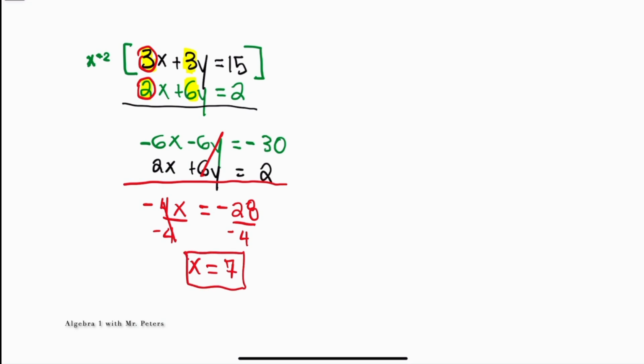Now, this is just half of the problem done. We need to go back and plug in to either equation number 1 or 2 to figure out what y is. So I'm going to go into equation number 1 and substitute. So we have 3 times 7 plus 3 times y is equal to 15. Simplify to 21 + 3y = 15. At this step now, what we're going to do, we're going to subtract.